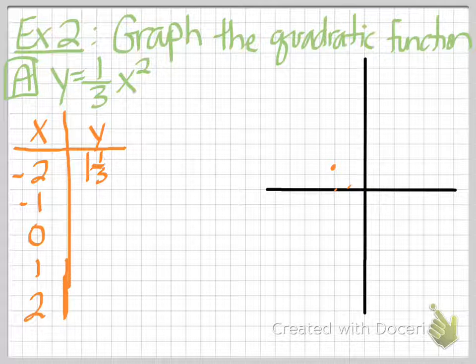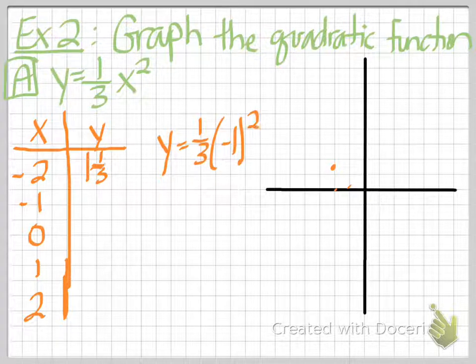Now let's do it with -1. Y equals 1/3 times the -1 squared. Do the -1 squared first. -1 times -1 is a +1, so you get y equals 1/3. I'm going to go -1, +1/3. That's about as close as I'm going to get.